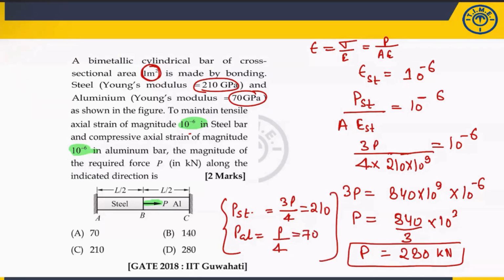That means they are framing the options in such a manner where the student will make a mistake. They have asked what is the required force, the P value you have to calculate, but they have given P of steel also as one of the options, P of aluminum also as one of the options, 70, and this is the final.